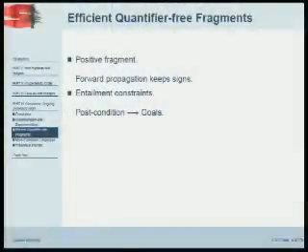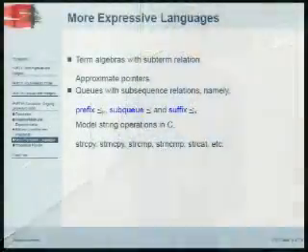Another thing to consider is efficient quantifier-free fragments. Our vision is that forward propagation will keep signs, so positive fragments could be enough. Also, in the end, we are looking to solve constraints of a specific form. We call them entailment constraints: whether the post condition will imply the goals. This has two benefits. With this kind of framing, we can have more expressive power and introduce more predicates, and on the other hand, it could be implemented more efficiently.